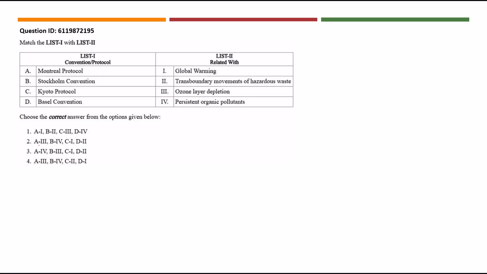So it is available in 2 of the options. What about Kyoto Protocol C? This is with respect to global warming, which is 1. So here we have A3 and here we have C1. Based on A3 and C1, the already known information, you will be able to answer this question.